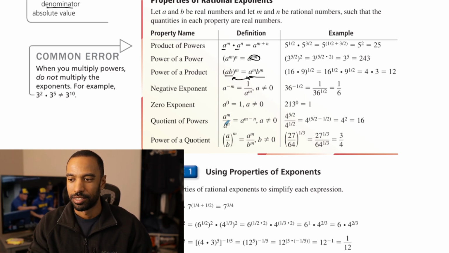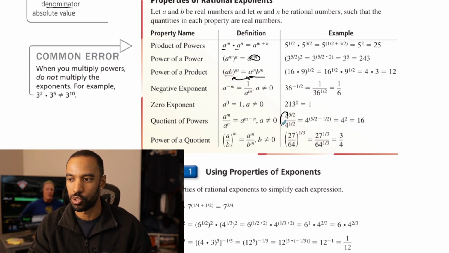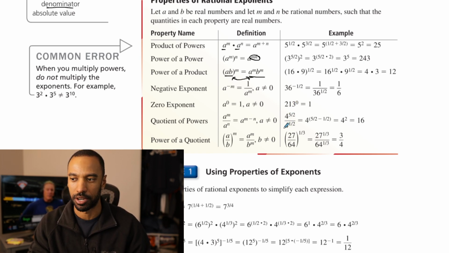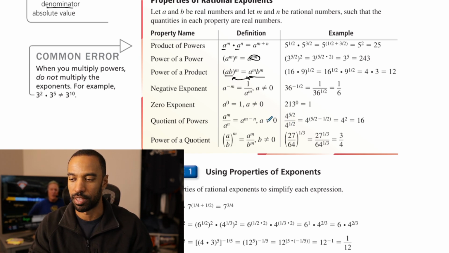When you're dividing powers of the same base here, you keep the base and you subtract the exponents here. And again, A can't equal 0. So you subtract these. 5/2 minus 1/2 is 4/2, which is 2, and 4 to the second power is 16. Notice the 4's do not divide. They don't cancel, they don't divide, they don't reduce, anything like that, because you're dividing certain amounts of 4 from here. That's where it's being applied. The division's happening. We're just doing it through subtraction of the exponents.